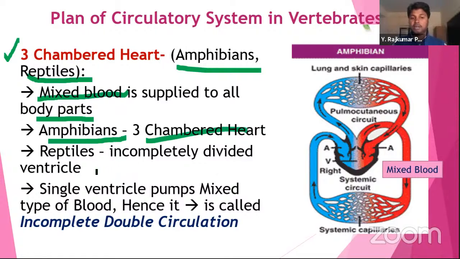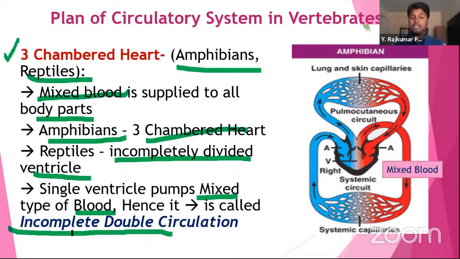Amphibians have three-chambered heart and reptiles have incompletely divided ventricle. Okay. Single ventricle pumps mixed type of blood to all parts of the body. Hence it is called incomplete double circulation. The diagram you can see. So there are three chambers, two atria and one ventricle.